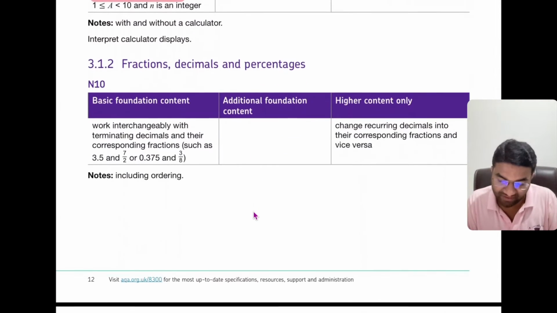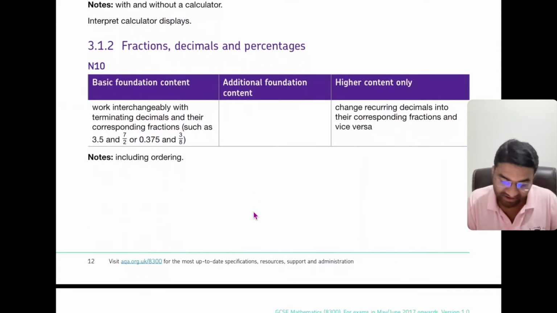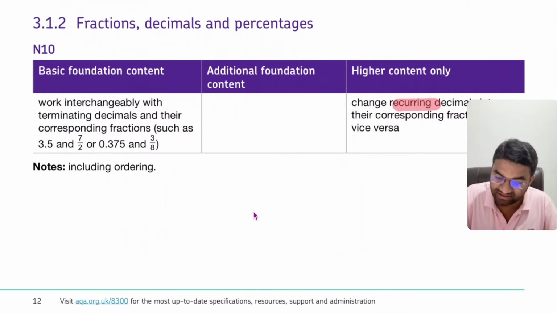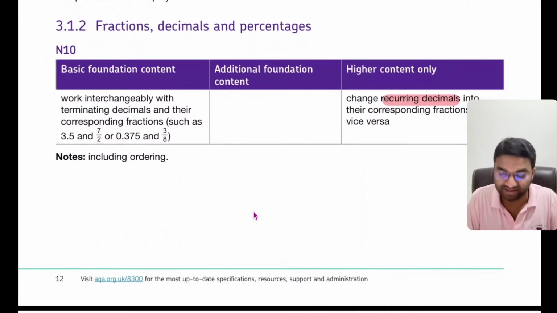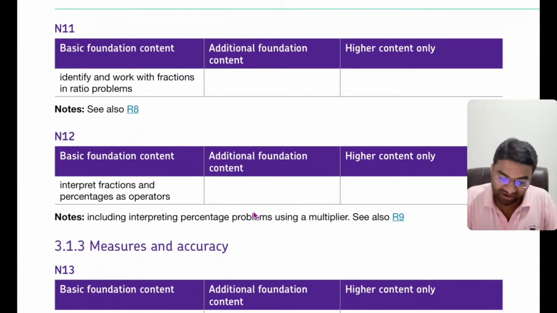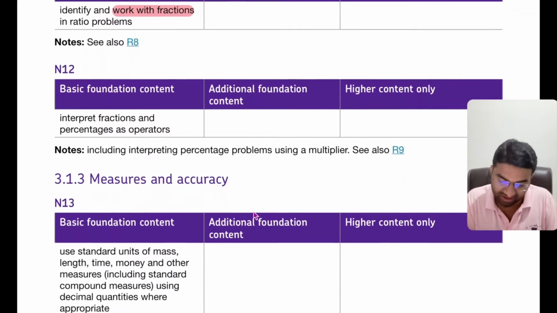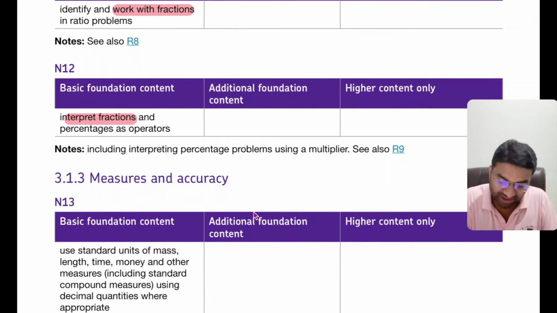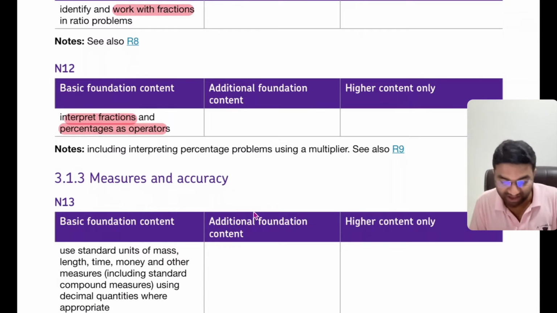Okay, then fractions, decimals, percentages. So interchanging with terminating decimals, non-terminating decimals. Then for higher grade students, recurring decimals are also part of it. For basic students, work with fractions and their ratios. All right, then interpret fractions and percentages, okay, that part is there.